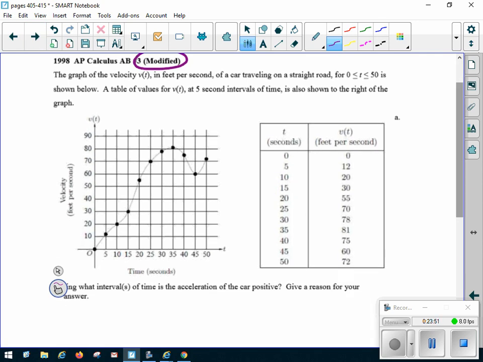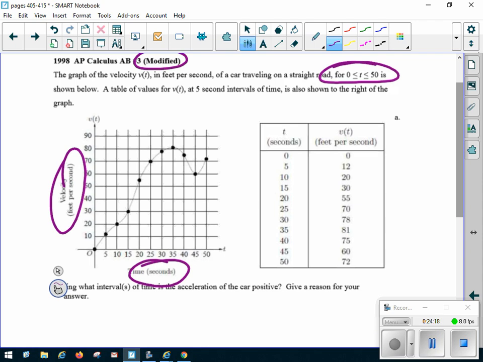This will answer your question. The graph of velocity in feet per second of a car traveling on a straight road. Just a minute. Look, we said this is in feet per second. Look here. There's your time. There's your velocity in feet per second.